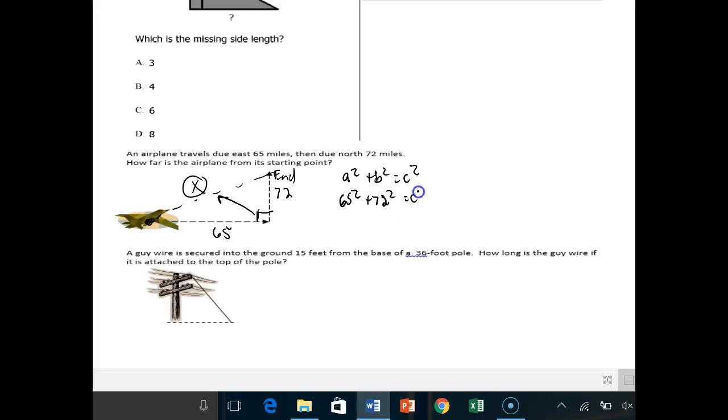We'll get some pretty big numbers here, but we'll be able to solve it using the Pythagorean theorem. So 65 squared turns out to be 4,225, plus 72 squared turns out to be 5,184. Those added together give you 9,409. When you take the square root, you'll find out that c is equal to 97. So it is 97 miles from its starting point if you were able to draw a diagonal line from the starting point to the end point.